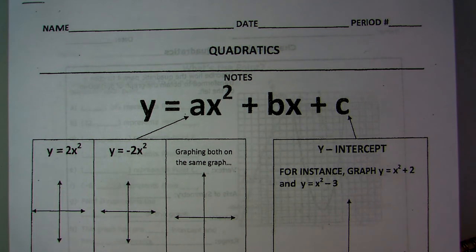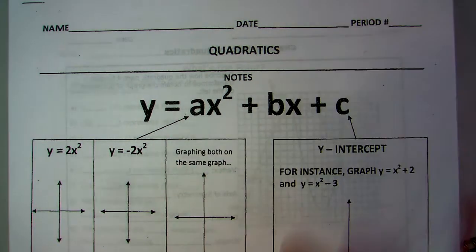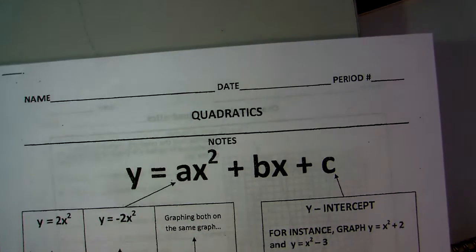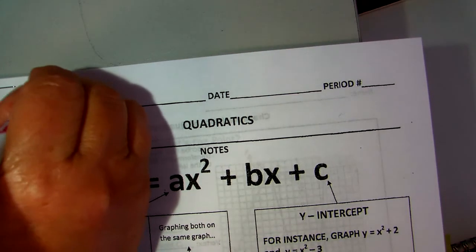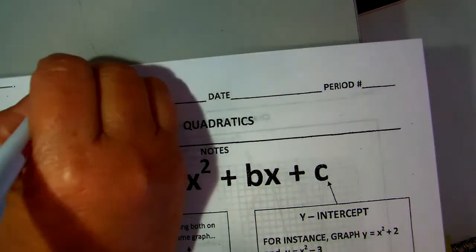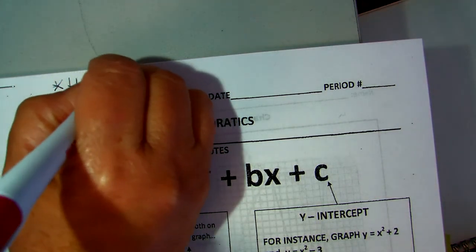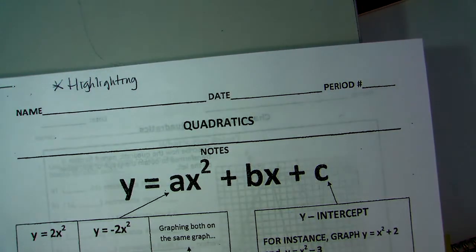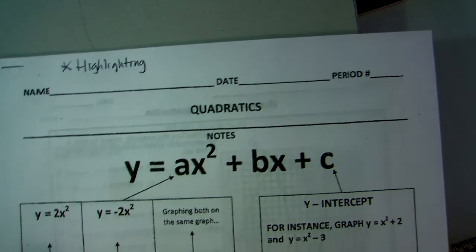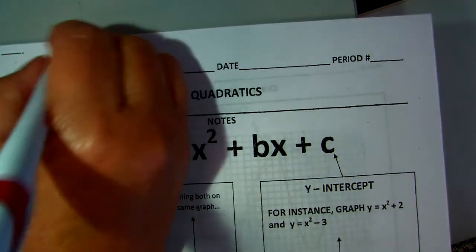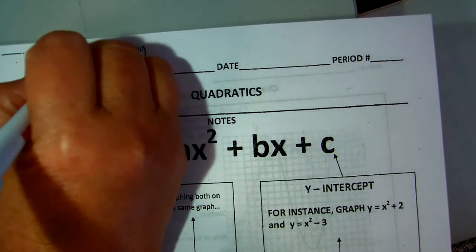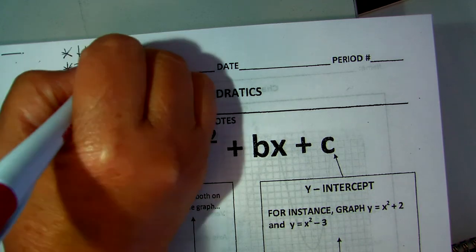You will need the highlighters, so for this particular introduction to the topic, this is what I'm going to be checking for. Highlighting. I need to see the highlighting. All right, remember, if I don't see the highlighting, it's a 0. You also have to take complete notes.